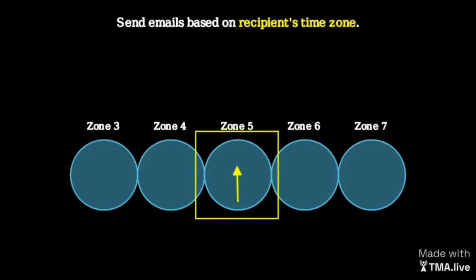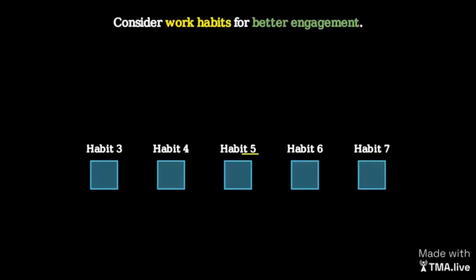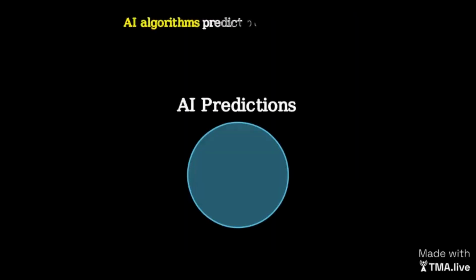Sending emails during times when recipients are most likely to be checking their inbox can greatly improve open rates. AI predictions provide advanced insights. Algorithms can analyze recipient behavior to predict the most effective times to send emails, maximizing open rates. In conclusion, achieving the perfect send time involves considering time zones, aligning with work habits, and leveraging AI predictions. By combining these factors, you can significantly improve email open rates.